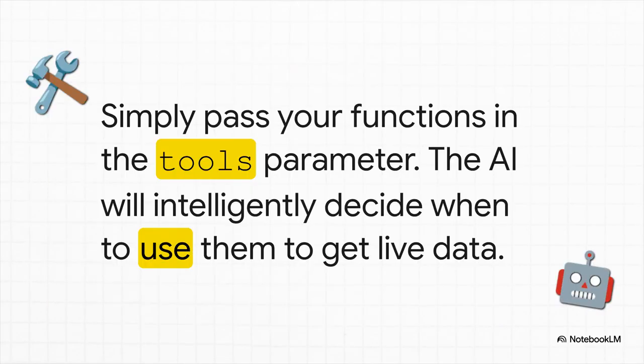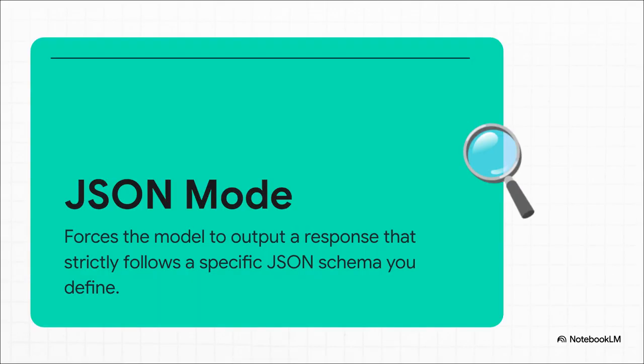And look how simple it is to hand over that toolbox. In your call, you just add a tools parameter and give it a list of your functions. So if you ask, "What's the weather in Boston?" the model sees your getCurrentWeather function, knows it can use it, and calls it to get you a live, up-to-the-minute answer. It's incredible.